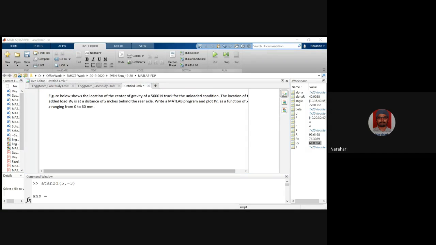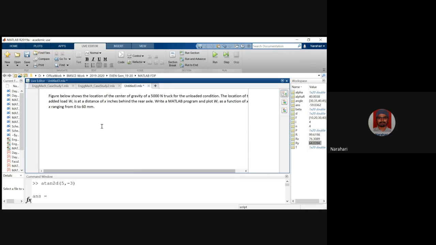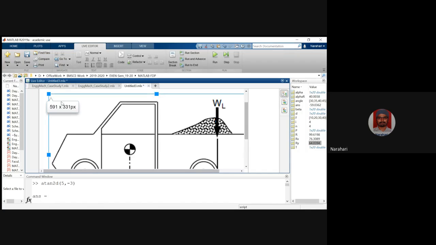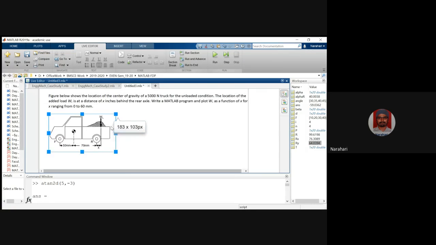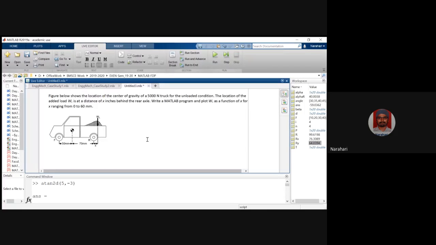Okay, so this is the statement. The problem statement is that you are required to write a MATLAB program to plot the WL as a function of x for x ranging from 0 to 60. So this is the x distance. So how much you can load the truck such that the center of gravity of that load portion is going away from the rear wheel. That is the idea, isn't it? A nice little practical example. Very, very simple, nothing much.